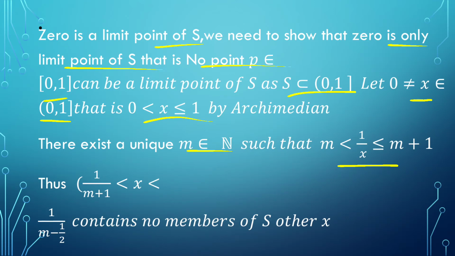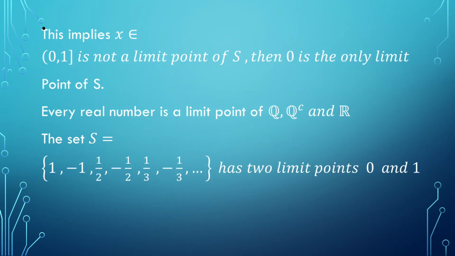so that if we get some variations in this, some small number epsilon, you find that this here will contain no members of S other than X. Clearly you see that. This implies that X is a member of this, and it's not a limit point of S, and that means 0 is the only limit point we have in S.